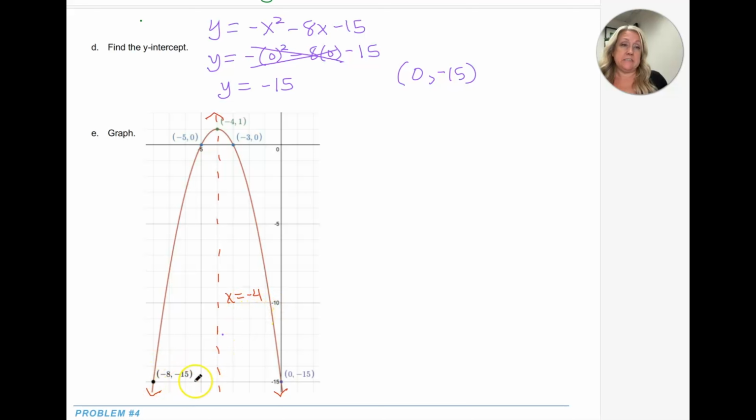Now we didn't find this point over here, but I wanted to point out that you can find it through symmetry. If I look to see how far away the center is from our point over here, it's 4 places. So if I go 4 places over here to the left, then I'll get to another point on the graph. So use that symmetry to your advantage. It can be really helpful in graphing these.